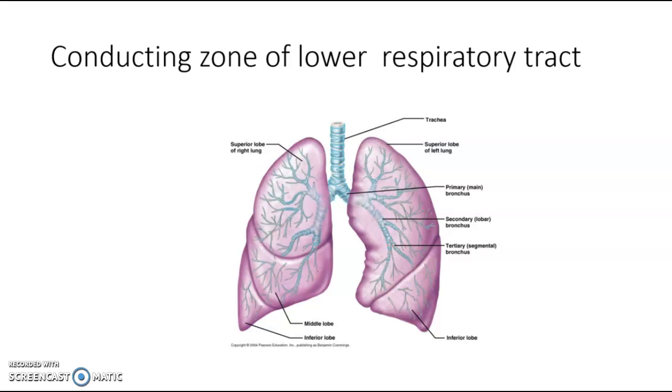Okay. The conducting zones of the lower respiratory tract. You have the trachea, and you have the various bronchial tubes that go down into the lungs, and there are many branches of these tubes ending up ultimately in the respiratory surfaces.